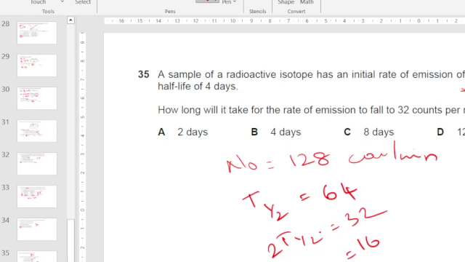So 35th question. One half-life gives 64. Three half-lives gives 16. They are asking for 32 counts. 32 counts is possible when the time period is 2 half-lives. The half-life is given as 4 days, and 2 half-lives is 8. Option C is the correct option.